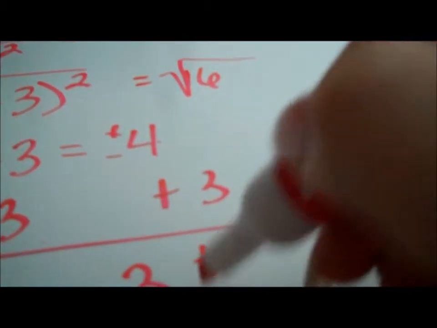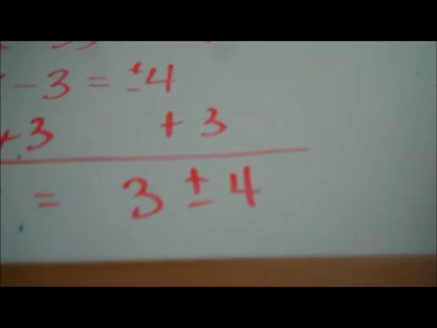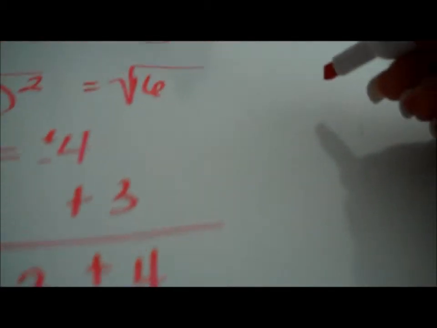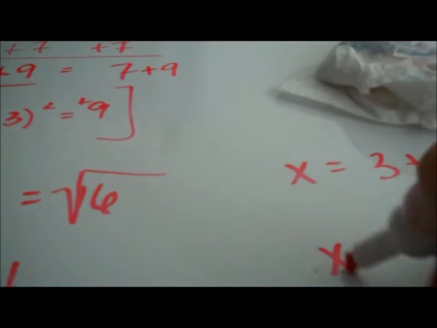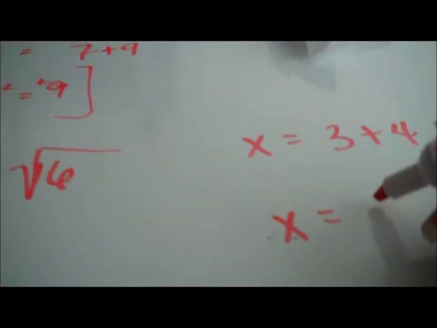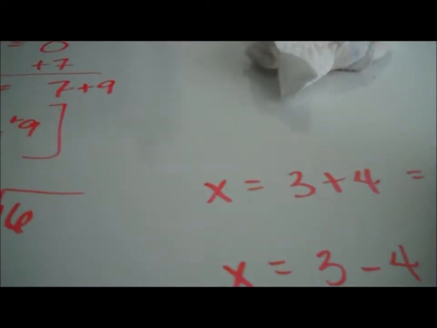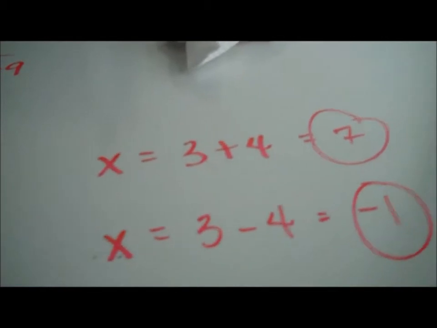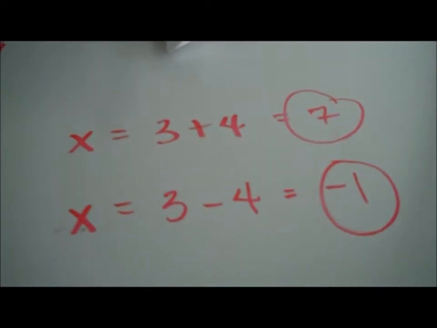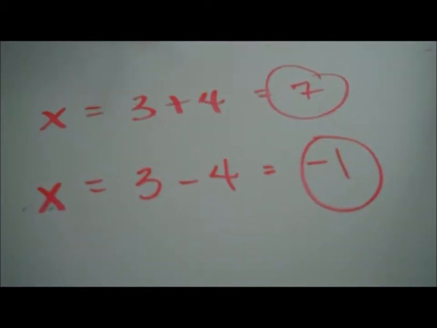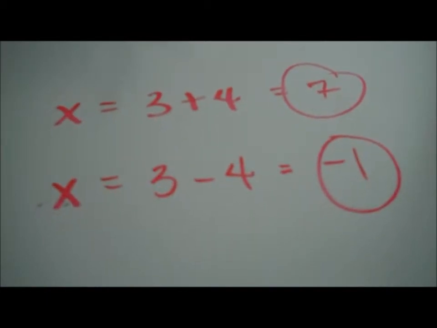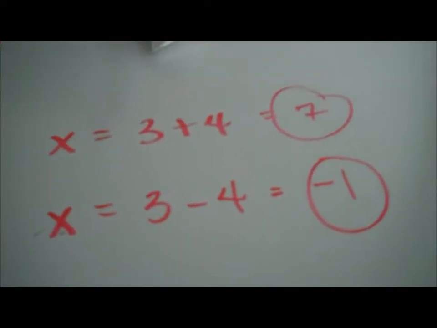Okay, so x equals 3 plus or minus 4. Okay, so that means that I have to do two separate problems. I have to do x equals 3 plus 4, and x equals 3 minus 4. So on the first one I get 7, on the second one I get negative 1. So these would be my two values that satisfy those equations, or my two x values, my two x intercepts. So this was solving by completing the square.